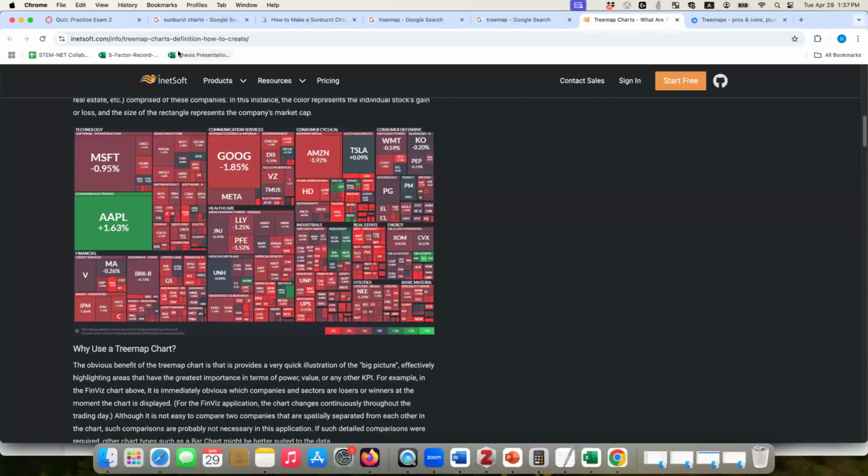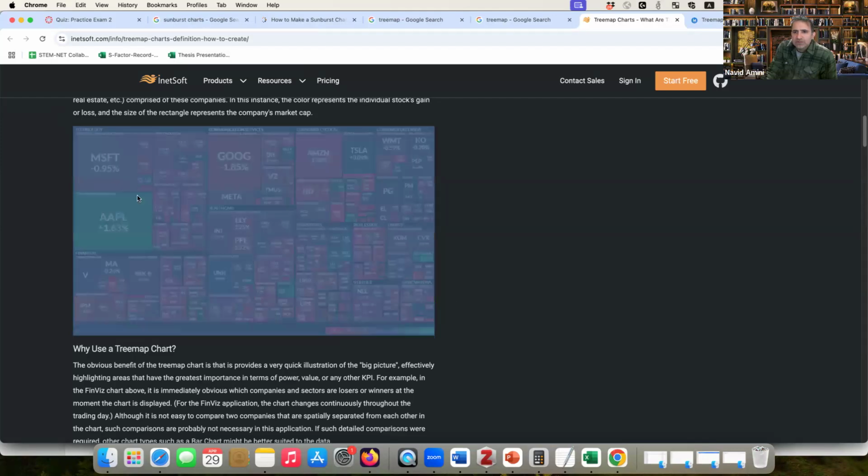So do we count by edges or the size difference between the blocks? No, you count by the number of levels that you see in here. We always have a large level, and then technology, communication services, so on and so forth. That's level 2. And then within technology, we have software, semiconductor, that's level 3. And then within software infrastructure, we have Microsoft, Oracle, Adobe. These are level 4. So this has 4 levels.